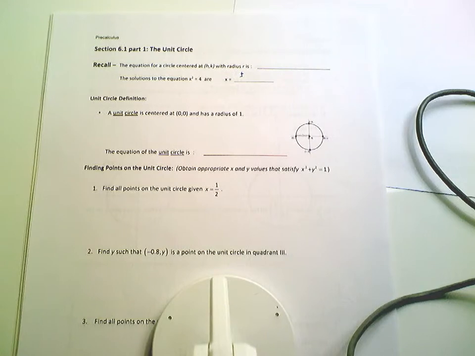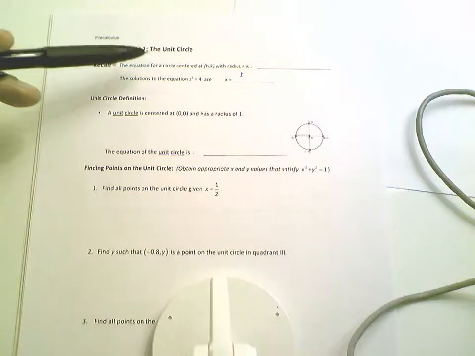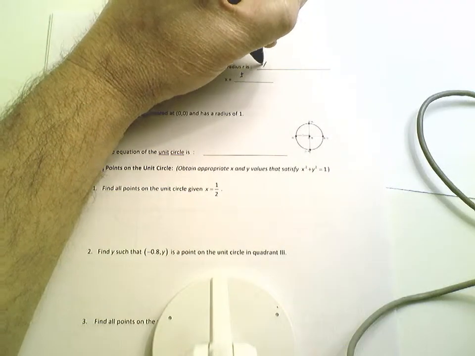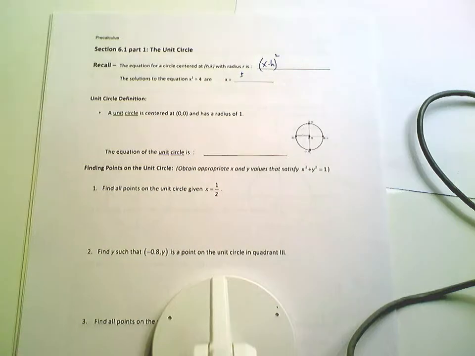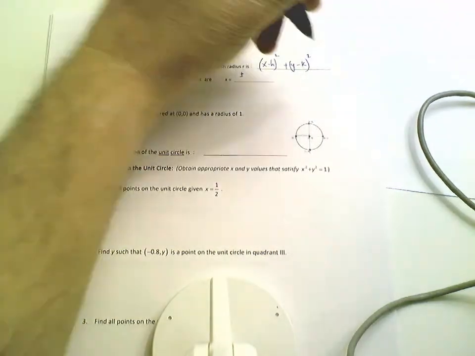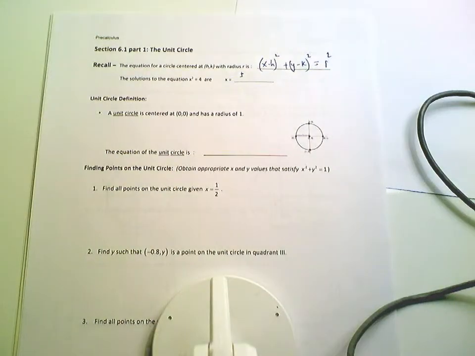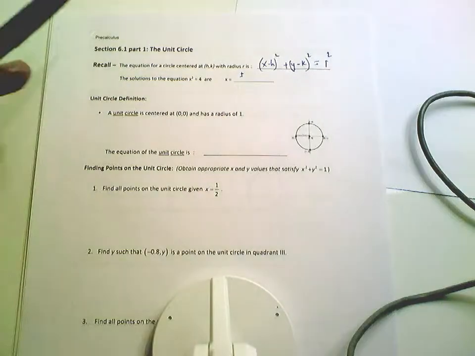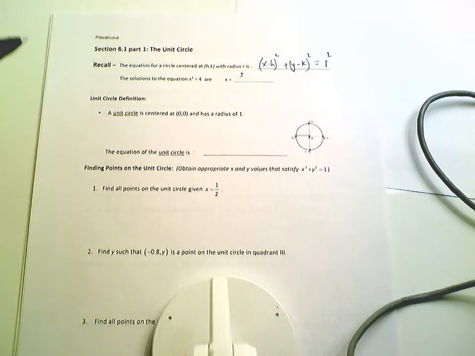But before we get into that, we're going to go ahead and remember a couple basic things from earlier. The equation for a circle centered at the point h, k with radius of r was defined as (x minus h) squared plus (y minus k) squared equals r squared. That was the equation of a circle centered at h, k with a radius of r.